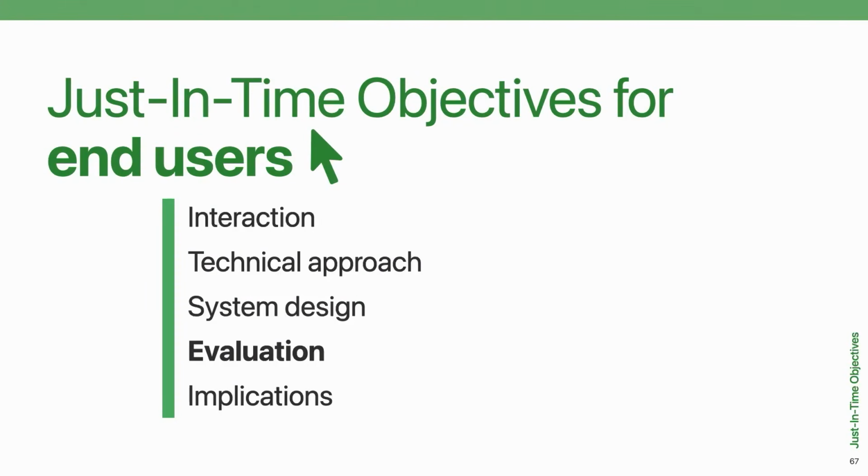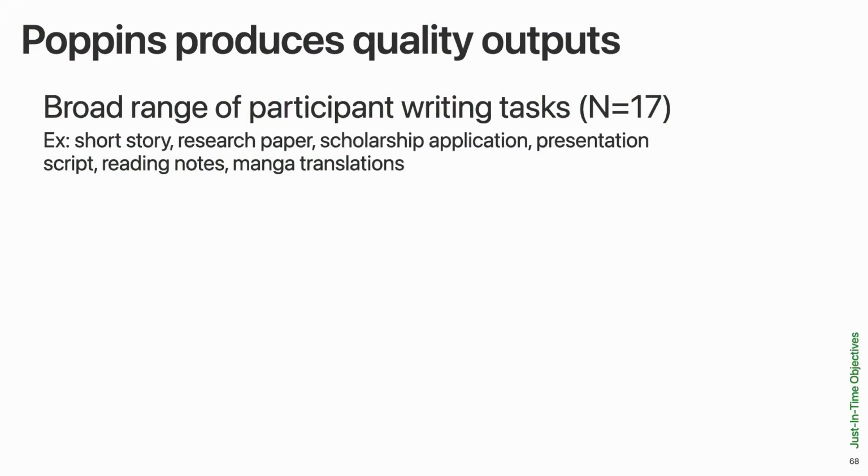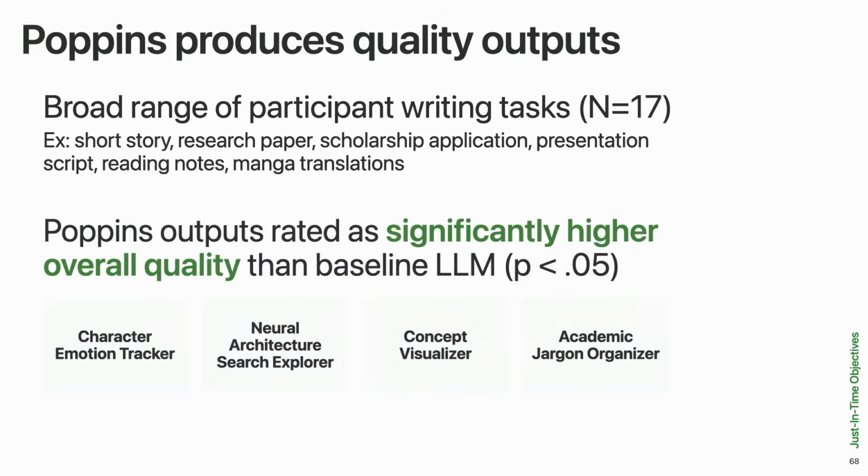And we wanted to understand then how JIT objectives actually work in practice with Poppins. So we ran hour-long in-lab sessions with 17 participants who brought in their own writing tasks. And this was really important to us, that these were actually tasks that people were working on and cared about. So people brought in a range of things from short stories to scholarship applications. And Poppins produced outputs that were rated as significantly higher quality than that of a baseline language model, something very similar to an interaction with ChatGPT that participants often were already using.